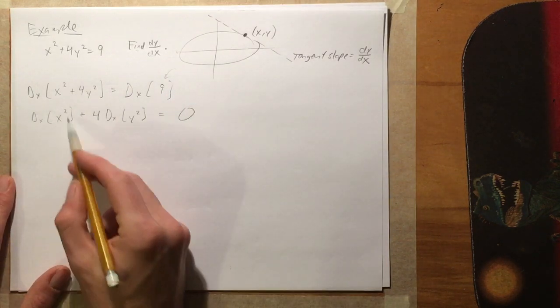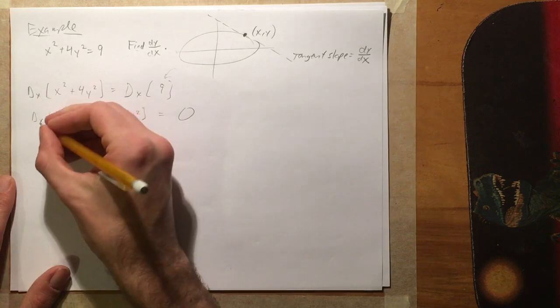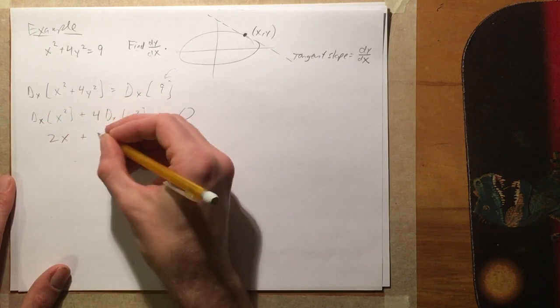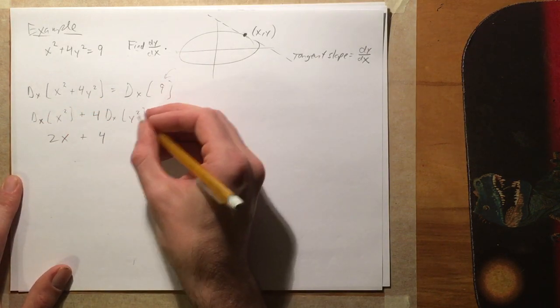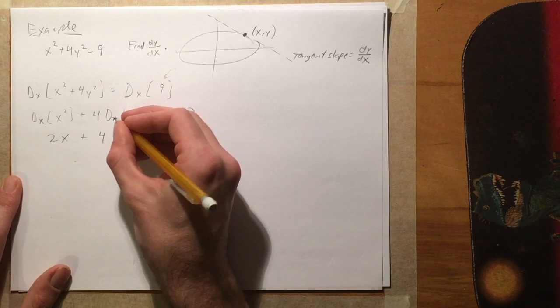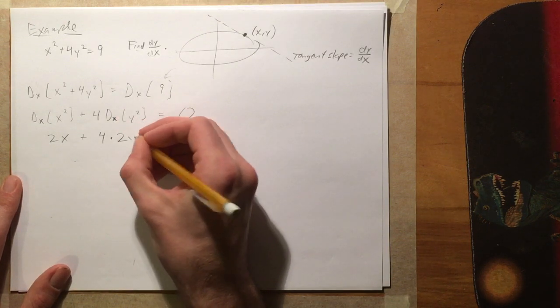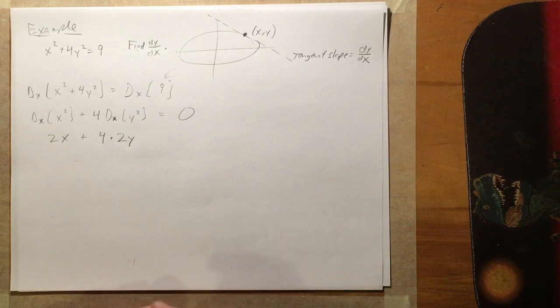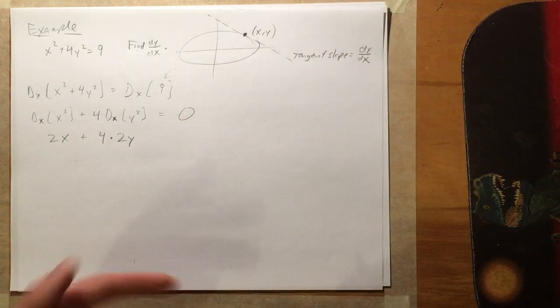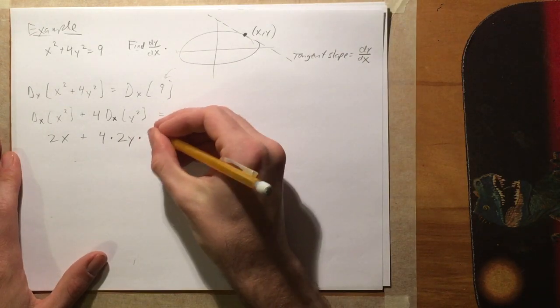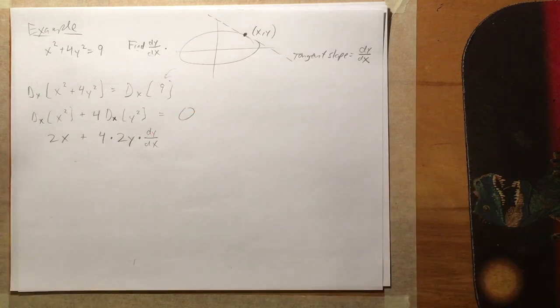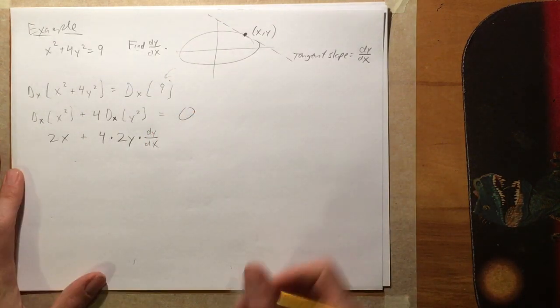So now I just have to take the derivative of x squared with respect to x. That's just 2x. But the derivative of y squared with respect to x, I want to point that out. That's first you do the derivative with respect to y, but y depends on x, so you multiply by the derivative of y with respect to x, like that. So there we go, equals 0.